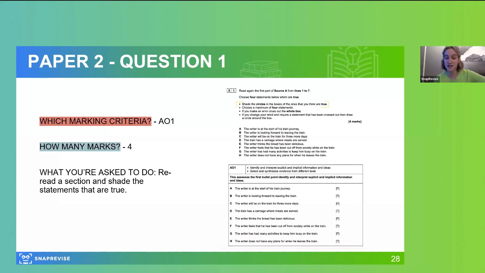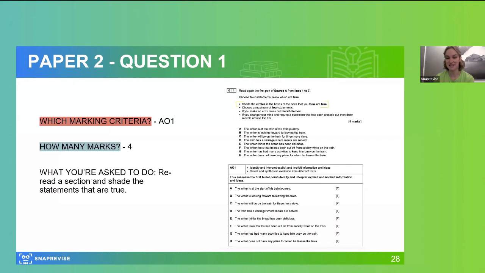It gives you the section that you're looking at, lines 1 to 7, and then it gives you 8 statements, and you have to judge, based on your understanding of the text, whether or not you think something is correct. As you can see in the marking scheme, the answer goes FT, FT, FT, FT. So it's very, very simple. It's not always in that sort of rhythm.